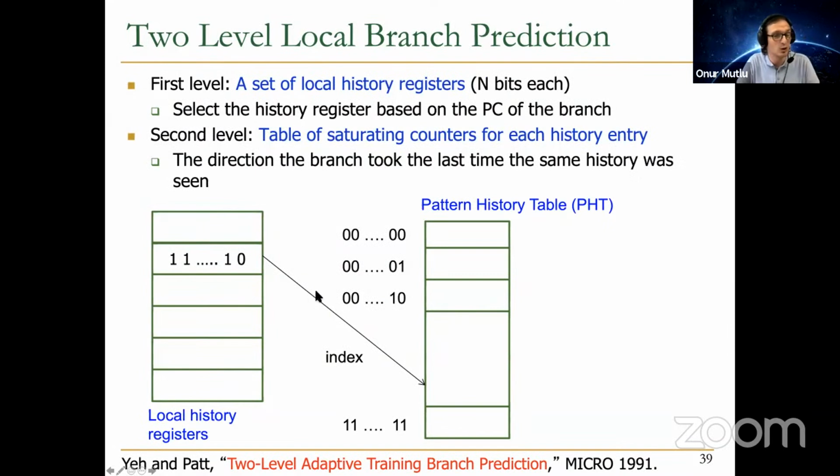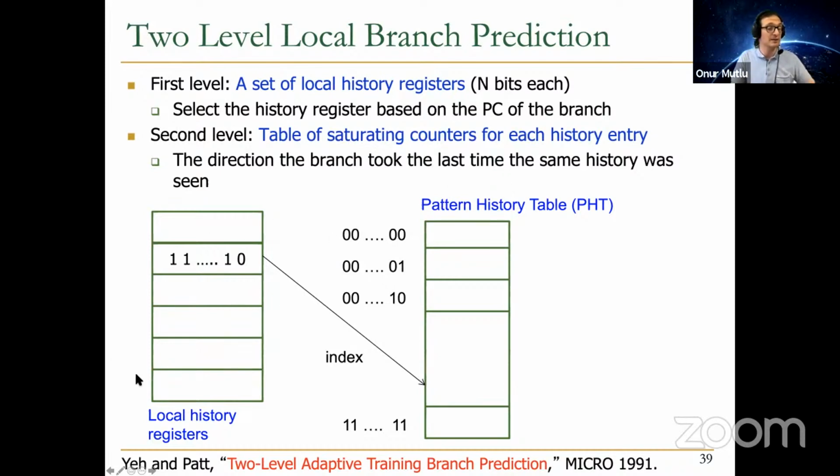It's similar to global history register based prediction, except now you have local history registers, right? So basically, the first level is a set of local history registers. Each of them is m bits. And then the pattern history table is 2 to the n entries in this case. Basically, you select the history register based on the PC, program counter of the branch. And the second level is a table of saturating counters for each history entry. And this is the direction the branch took the last time the same history was seen.